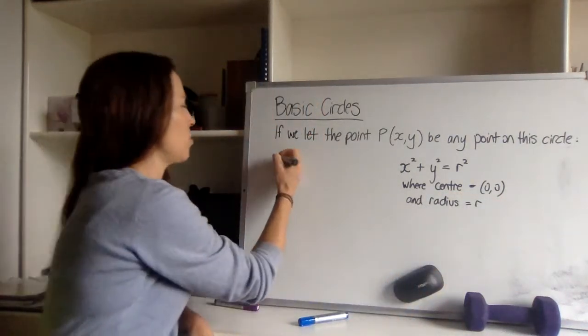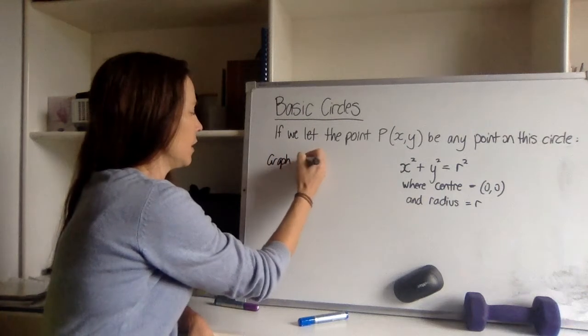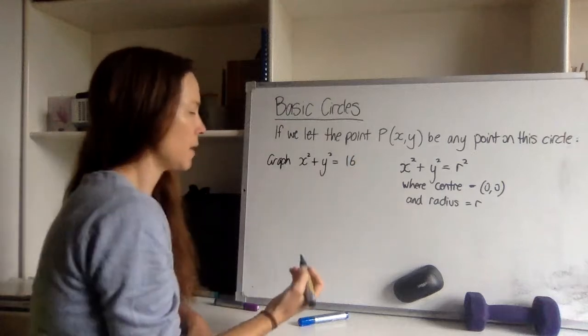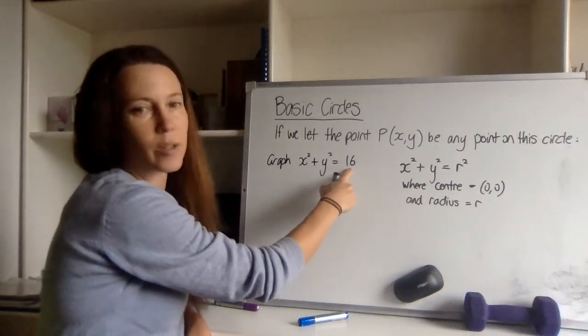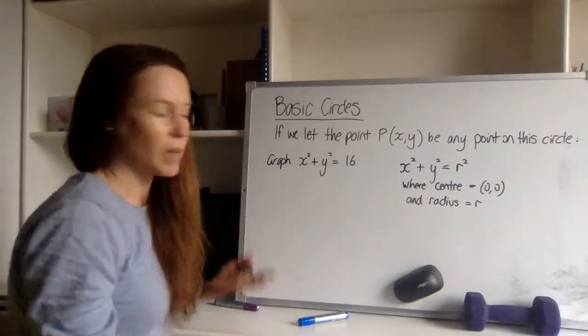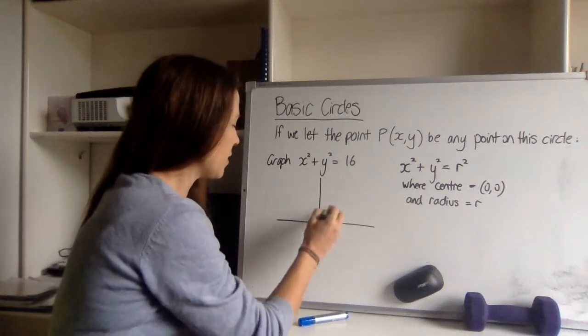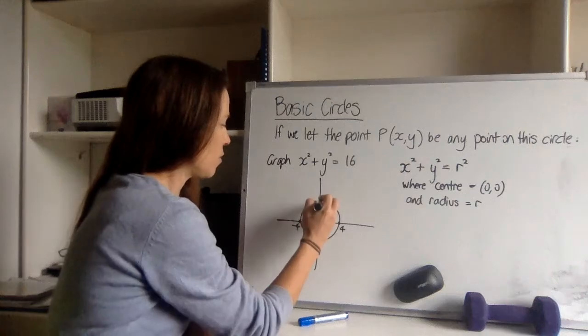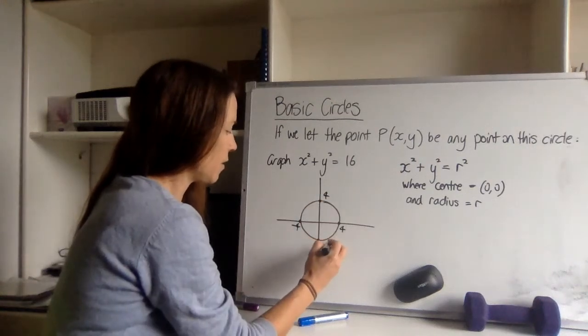Okay, so if I ask you to graph, let's say, x squared plus y squared equals 16, then we can see here that r squared is 16, so r must be 4. So very quick and easy to do. Draw up a circle, and our points out here are going to be 4, negative 4, 4, and negative 4.